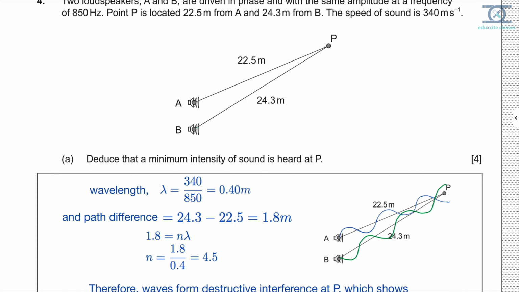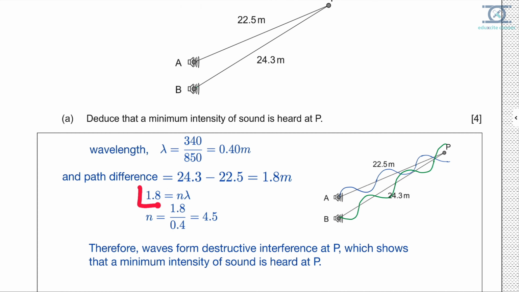So how many wavelengths are there in it? 1.8 equals n lambda, so we get the value of n as 4.5. It means that when they are meeting, they have covered 4.5 wavelengths. So it is in 0.5, or you can say in half terms, it is not a whole number. So the waves form destructive interference at P, which shows that there is a minimum intensity of sound at P. They are forming a destructive interference because we are getting n in terms of 0.5. Okay.